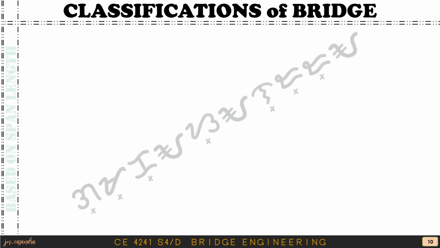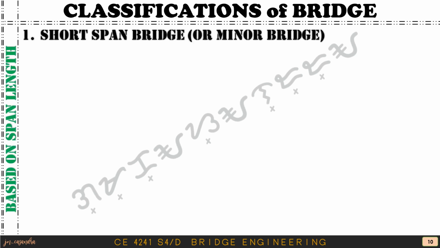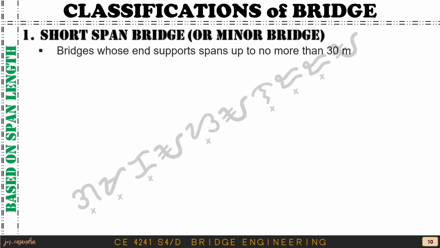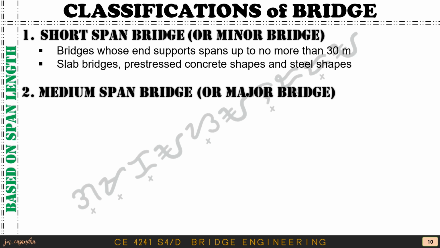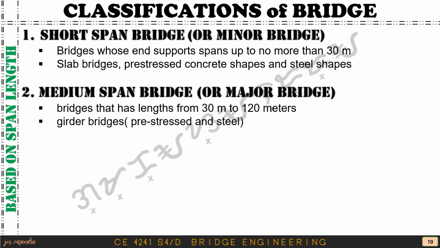For the first classification, based on span length, we have the short span bridge or minor bridge. These are bridges whose end supports span no more than 30 meters. These are slab bridges, pre-stressed concrete shapes, and steel shape bridges. Next, we have the medium span bridge or major bridge. These are bridges with lengths of 30 meters up to 120 meters. Girder bridges made of pre-stressed concrete and steel are usually used for medium span bridges.